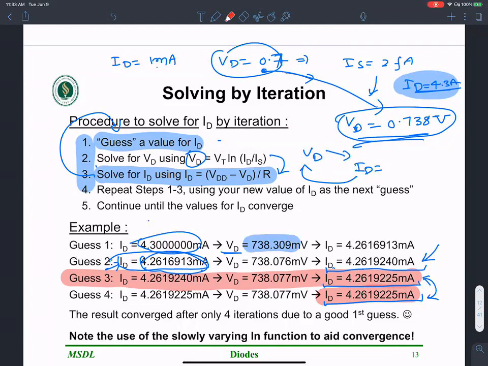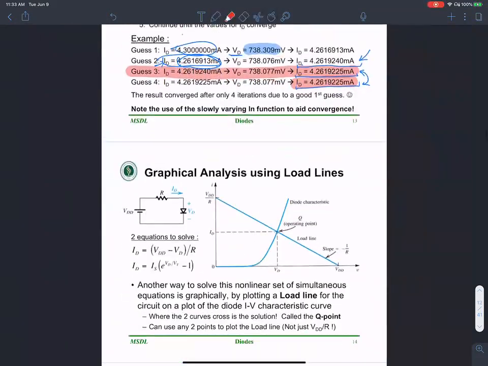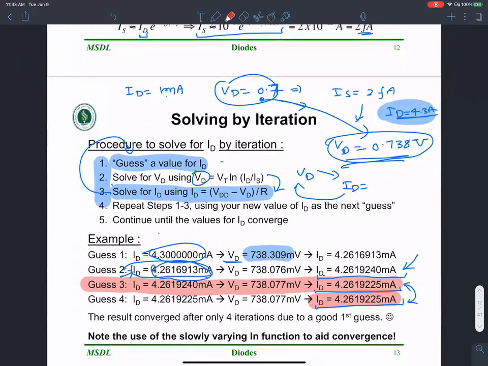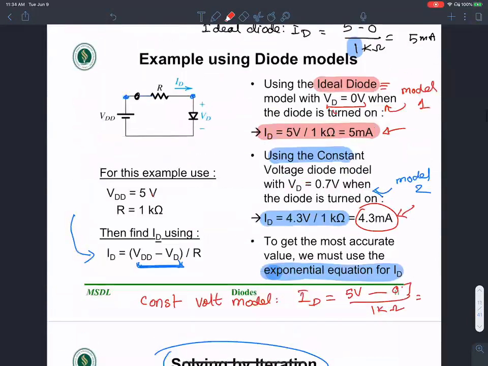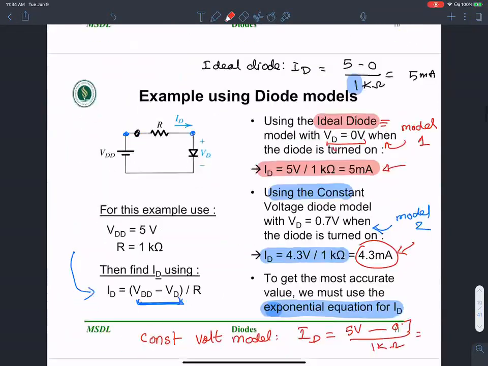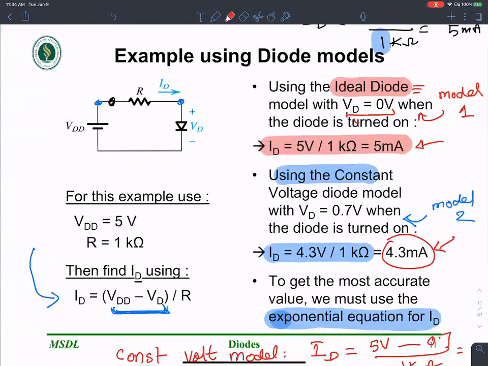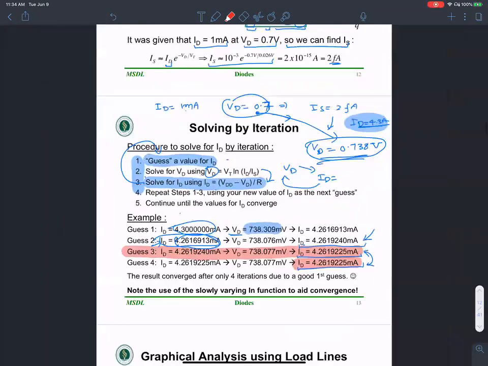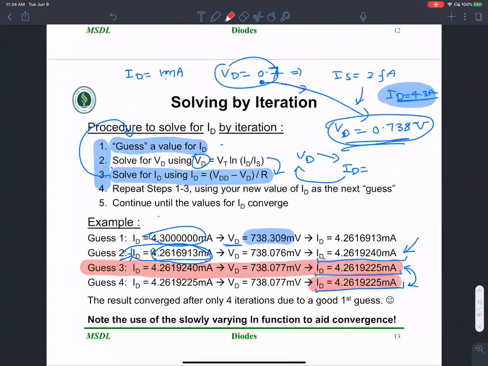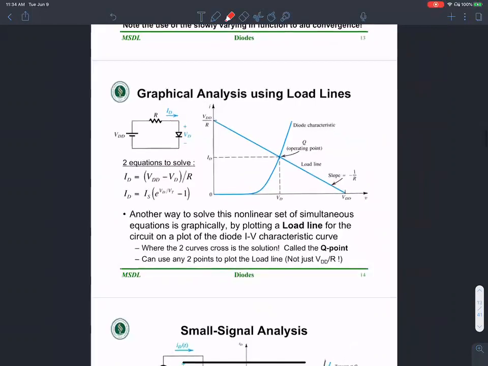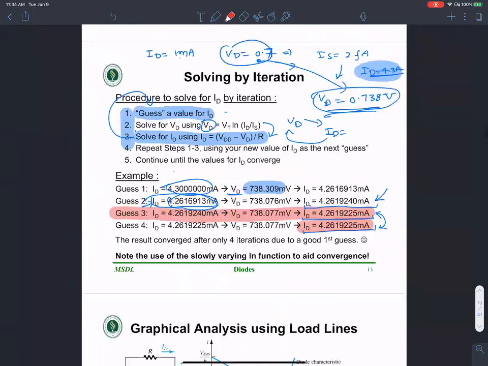Okay, we'll stop here. We'll come back tomorrow and look at another technique using load lines, and then we'll solve for an exact solution. So far what we have seen is to use a constant voltage diode model to come up with an estimate, ID equals 4.3 milliamperes, then successively refine that using the iteration technique. We iterate over and over through steps 1 to 4 to arrive at the final solution. We'll come back to look at another technique, load line analysis, in the next class.